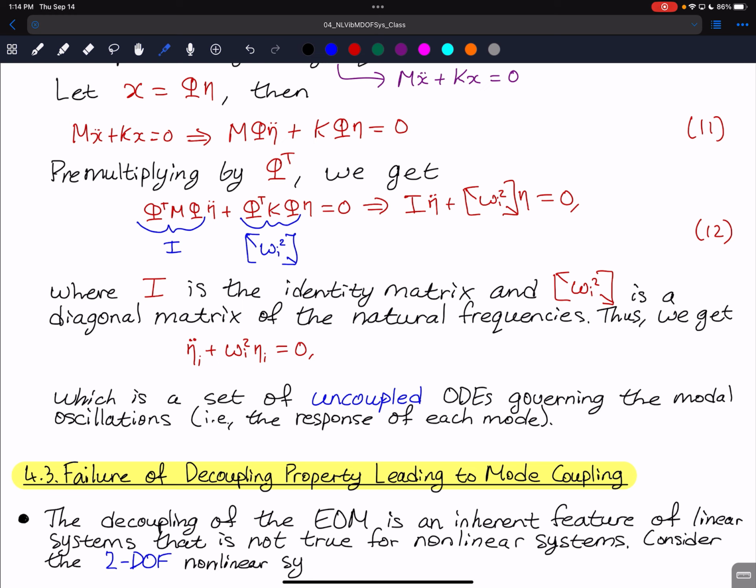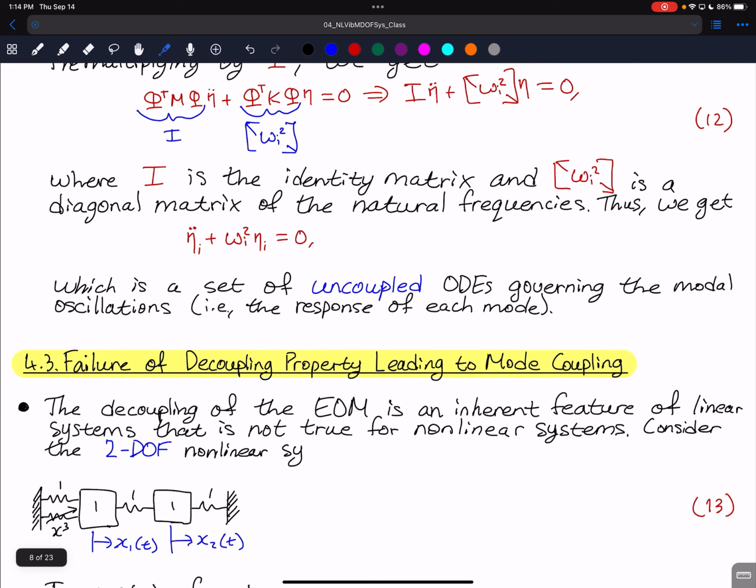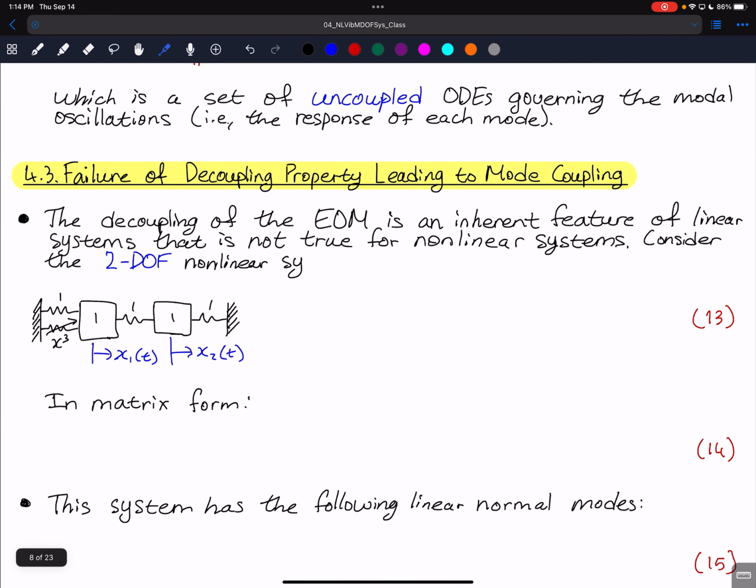Okay, any questions on linear normal mode theory in general? Okay. In that case, we are going to look at how linear normal modes fail to decouple equations and motions when nonlinearity is incorporated.